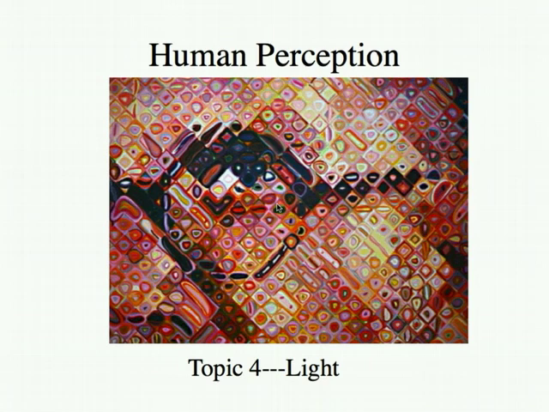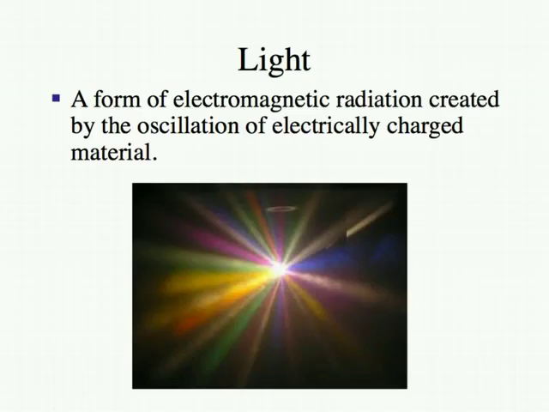For the topic of light, we're now moving away from general principles of perception to a specific sensory modality, namely vision. So we start off with the physical source of stimulation for vision, which is light, of course. Light is a form of electromagnetic radiation created by the oscillation of electrically charged material. For most of evolutionary history and in most circumstances, light would have come from the sun, but of course it can come from other sources as well.